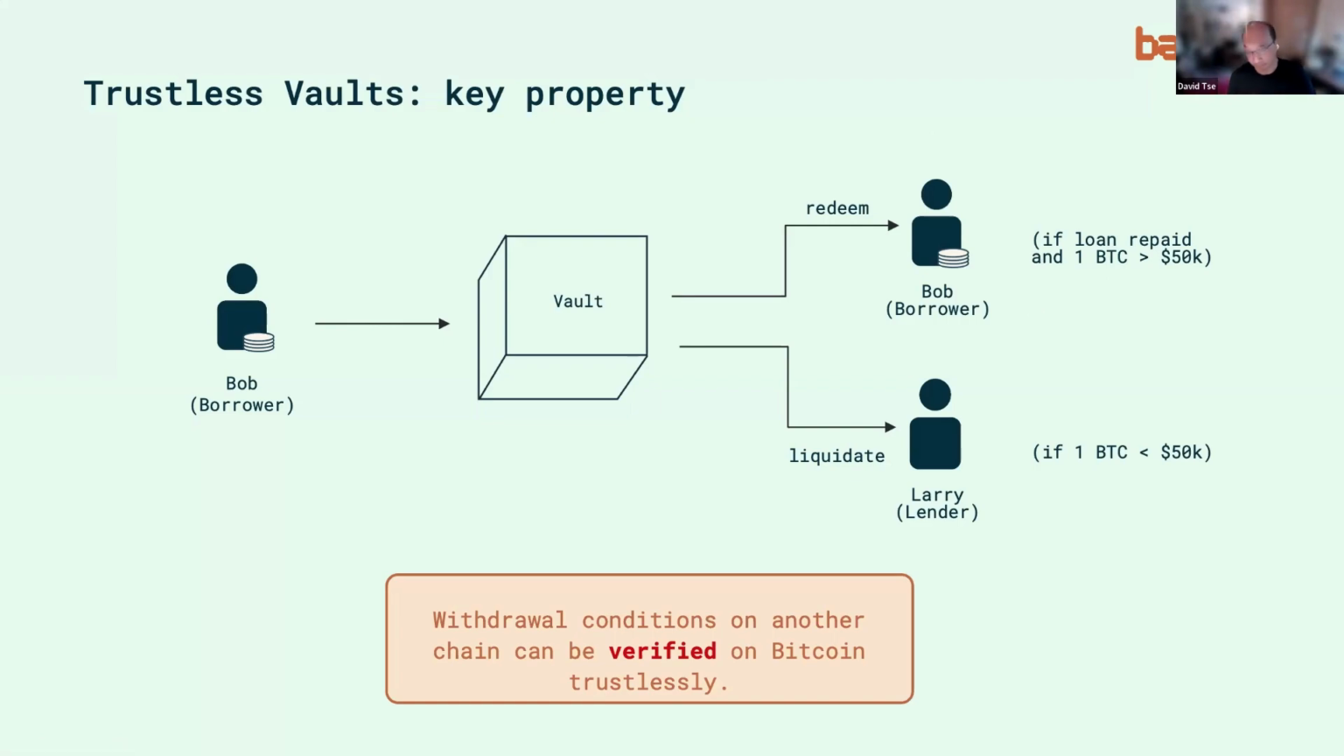protocol, okay? And so what we need to achieve here is basically how we can let Bitcoin Vault understand the smart contract state on Ethereum so that we can discriminate which path to take. Should it be Bob, who can get money from the vault, or should it be Larry, who can liquidate the money from the vault? Okay? So this is the problem that needs to be solved. Verifying the appropriate withdrawal conditions on Bitcoin trustlessly.